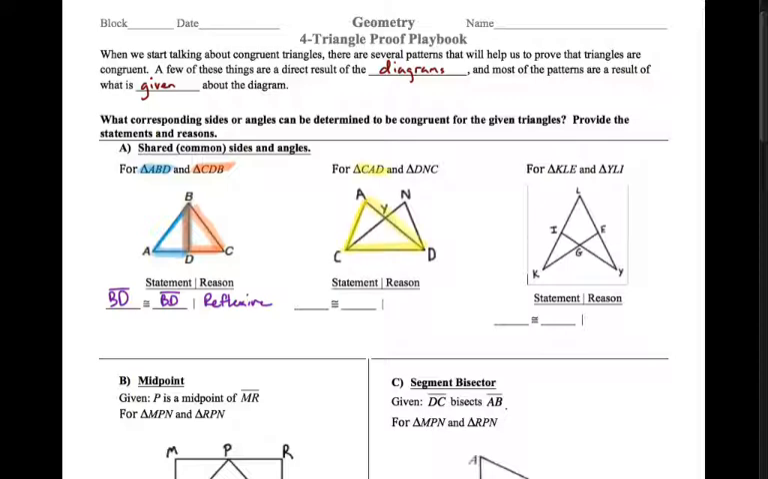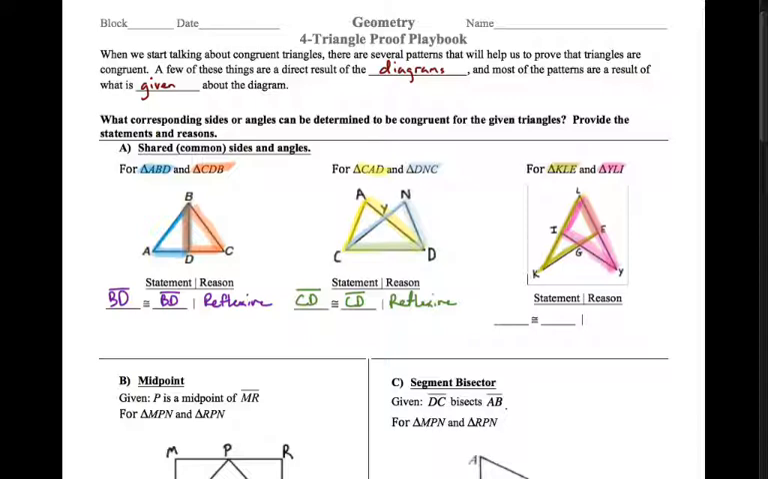In this second example, we have triangle CAD and triangle DNC. They kind of overlap, which makes it a little bit more confusing, but can you see that they share a side? CD is the side that is shared. What about in this one over here on the right? Definitely overlapping triangles. In fact, we have this little tiny triangle here, this little tiny triangle here, and then these bigger triangles. The two triangles we're talking about are triangles KLE and triangle YLI.